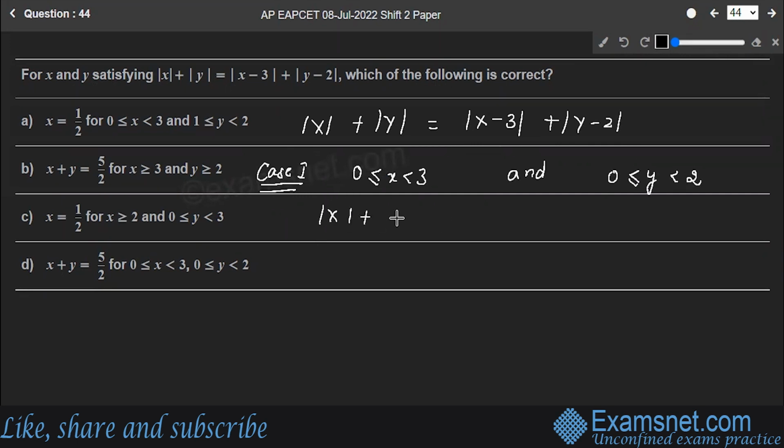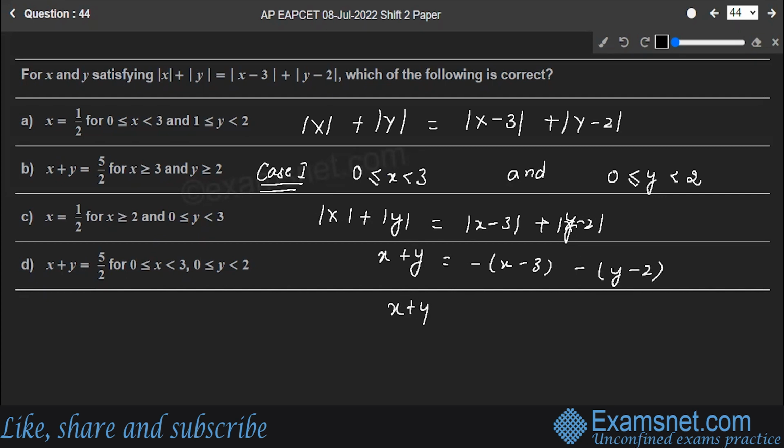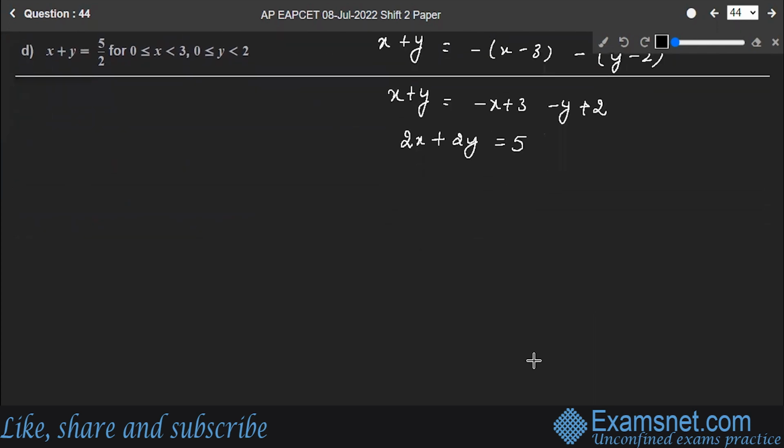So mod of X plus mod of Y, let's write the equation, right? This can be written as X plus Y is equal to minus X plus 3 minus Y plus 2. Over here, this will become 2X plus 2Y is equal to 5, or X plus Y is equal to 5 by 2. First thing.